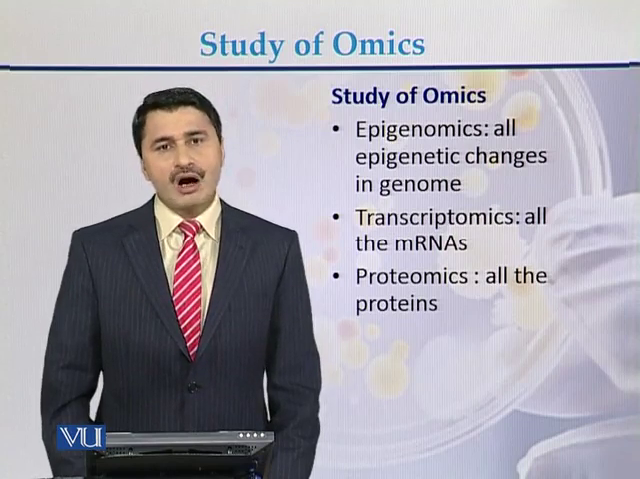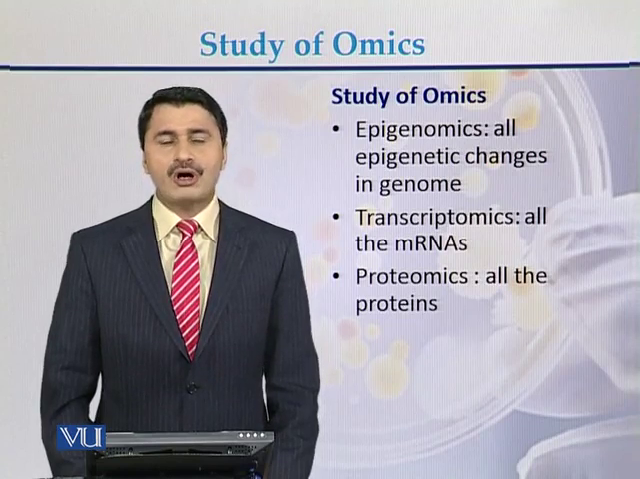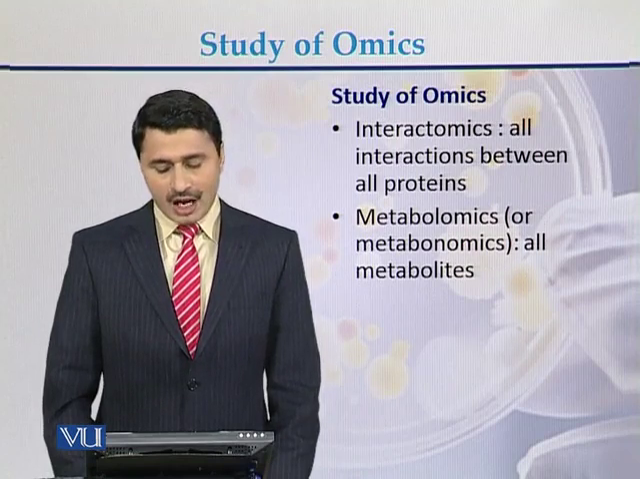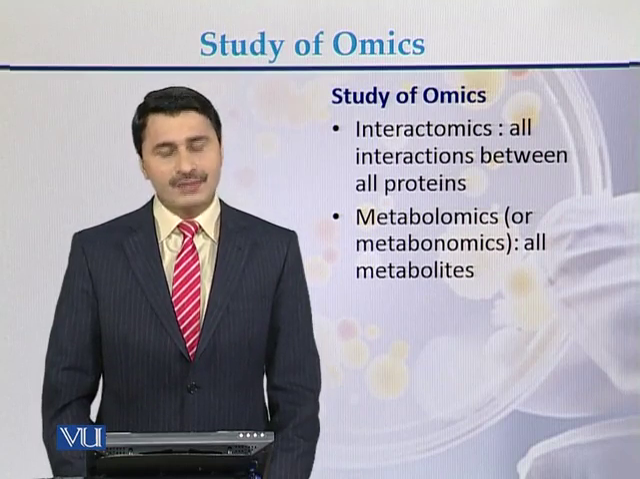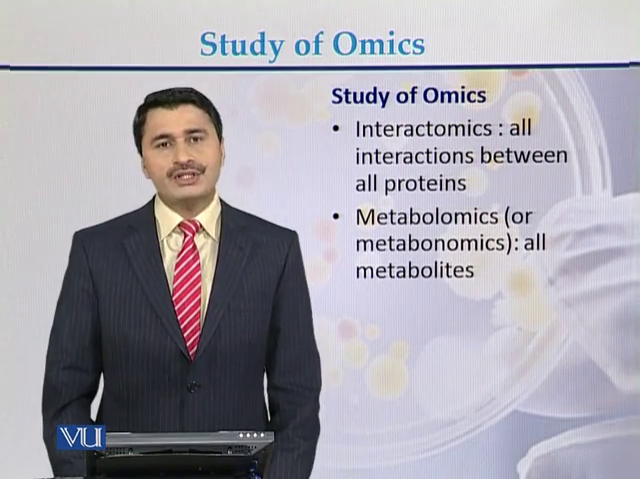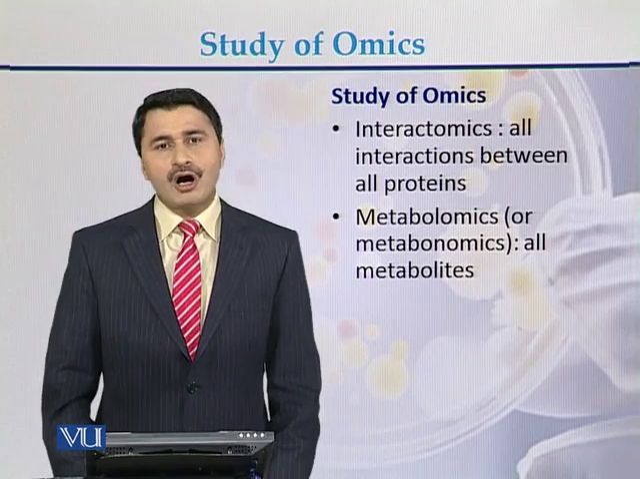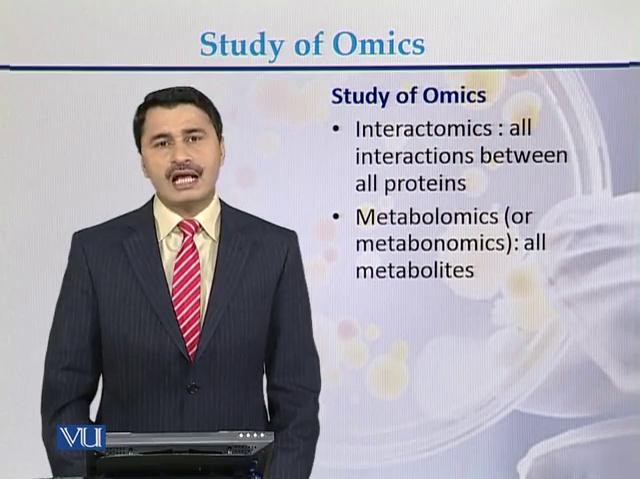Proteomics: when we study all the proteins which are produced in an individual, the study is called proteomics. Interactomics: all the interactions that usually occur between the cells, such a study is called interactomics. And metabolomics: all the metabolites which are produced within the cell, that study is called metabolomics. So collectively, all these are called omics, and the study is called omics.